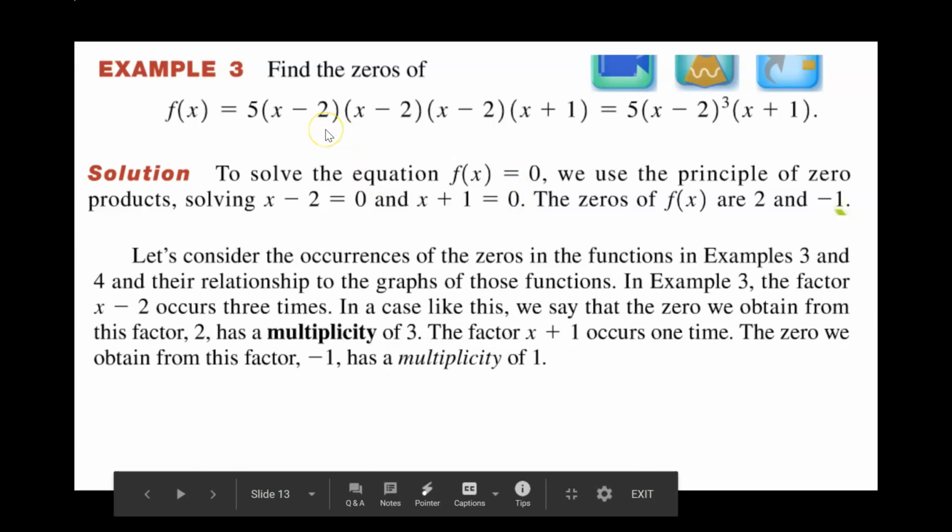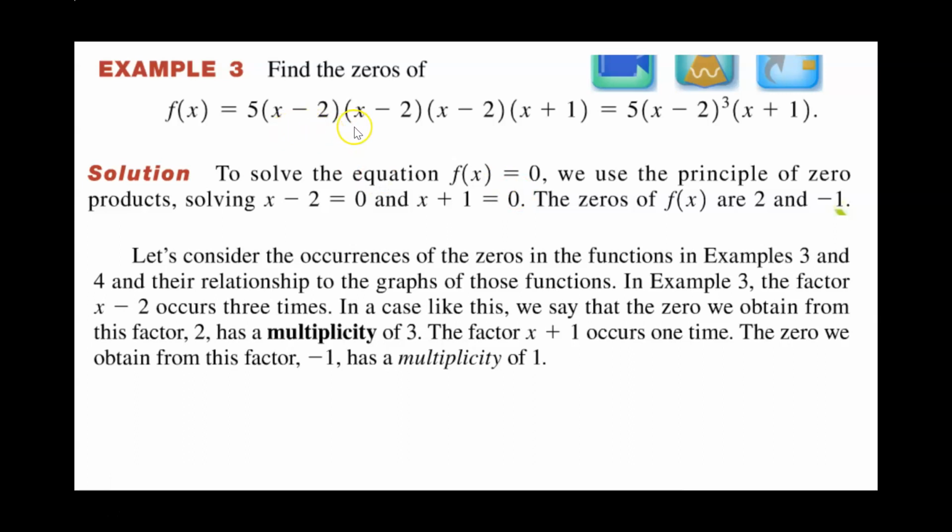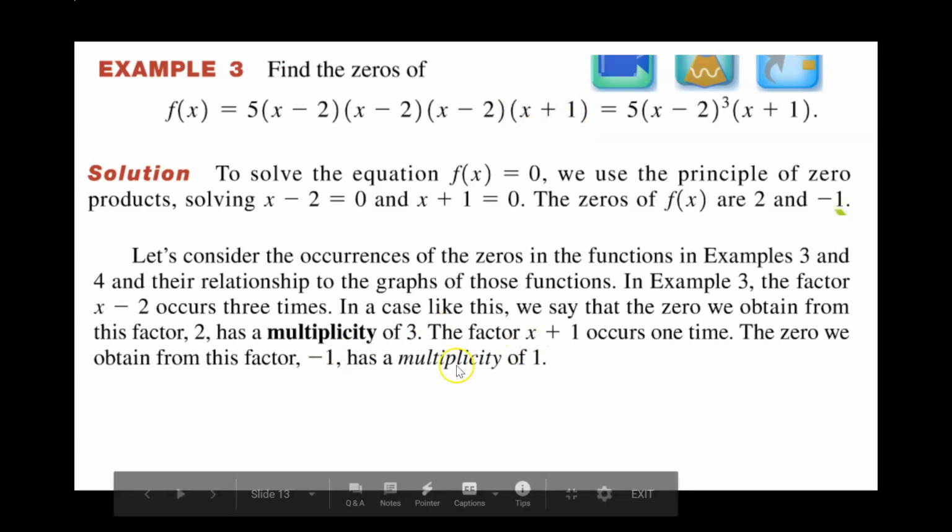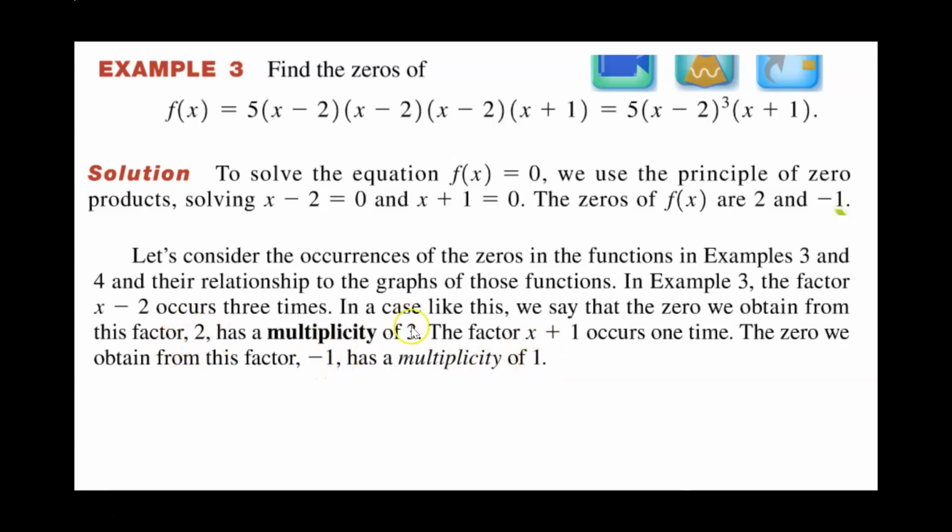So multiplicity is just how many times this occurs. That 0 occurs 1, 2, 3 times, so it has a multiplicity of 3. For -1 as the 0, how many times did -1 occur? Well, just one time, so it has a multiplicity of 1. -1 has a multiplicity of 1. 2 has a multiplicity of 3. And that's all there is to multiplicity. It's just how many times you see that 0, once you find the answer for 0, occur in that function.